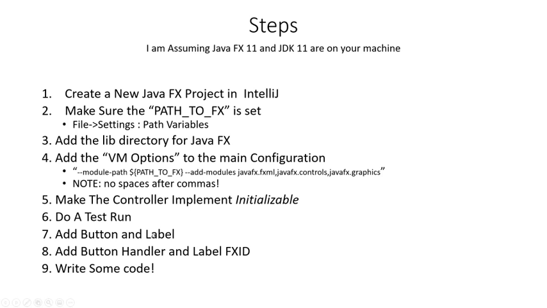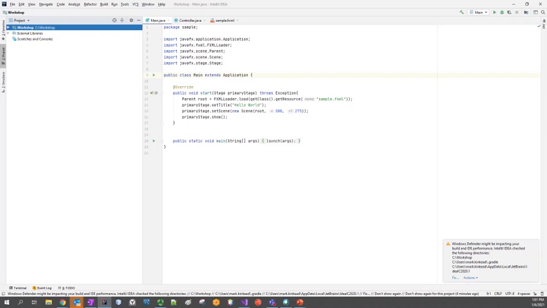Looking at that, our next step is we are going to add the VM options, which is this long line here, which talks about the module path, and it points to the path_to_fx that we created. And notice how I've got these curly brackets here. And then we're going to give it some modules to add: the JavaFX XML, the controls, and the graphics. All right, so let me get our IntelliJ back up, and then let me actually select that line so that I can easily paste it in.